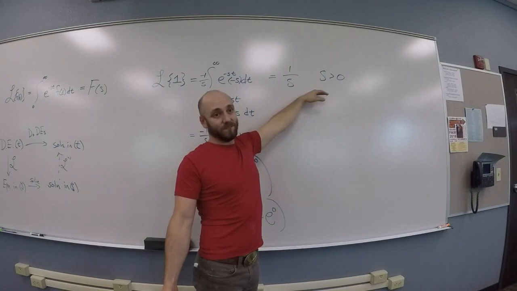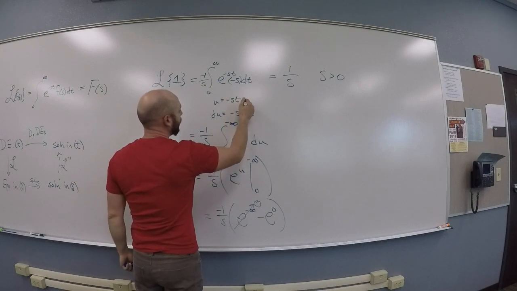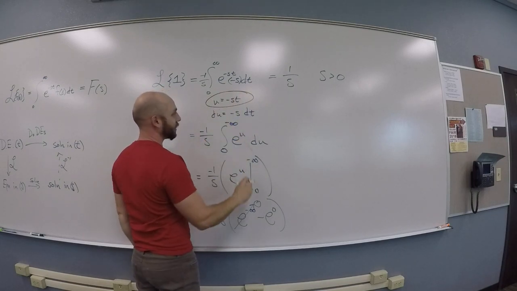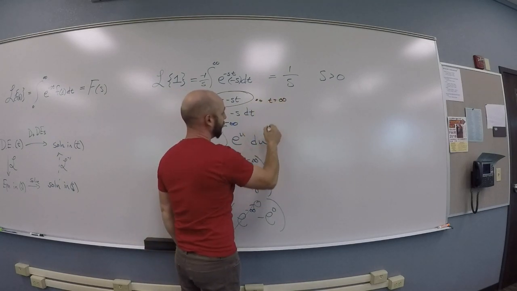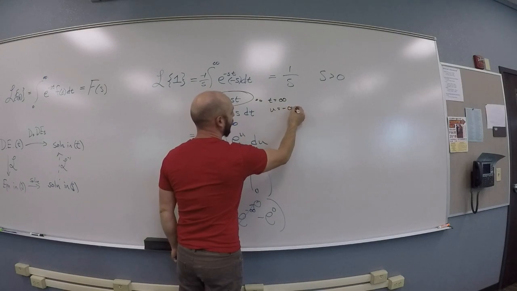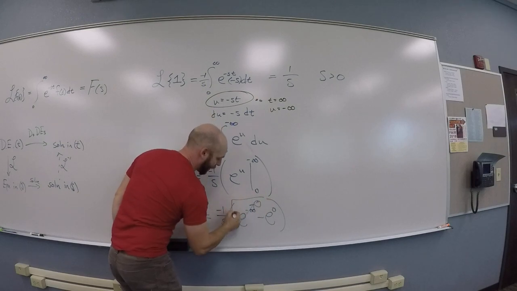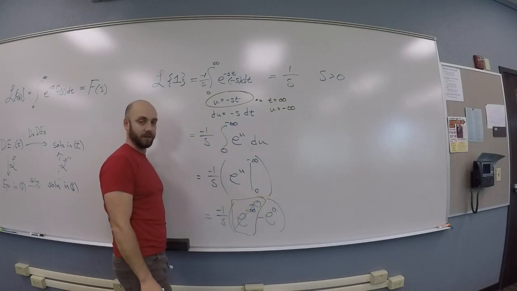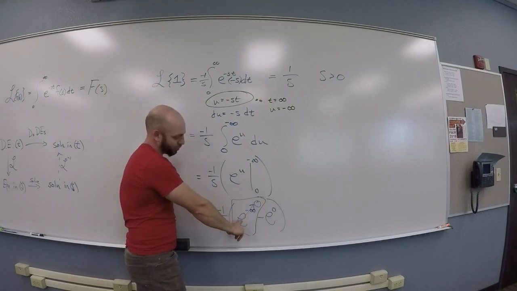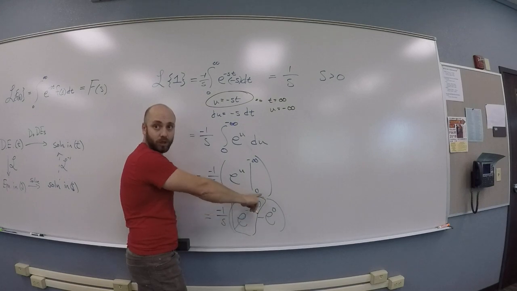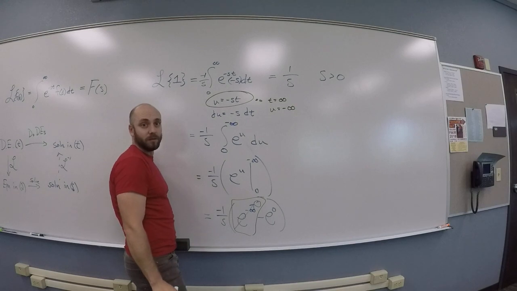Where did you say it was greater than 0? So the reason I said it was greater than 0 is here, right? When I made this substitution, I thought to myself, when t is infinity, u is minus infinity. And that was crucial because that step happened again right here. Because if this wasn't e to the minus infinity, this thing wouldn't go to 0. It'd go to infinity.